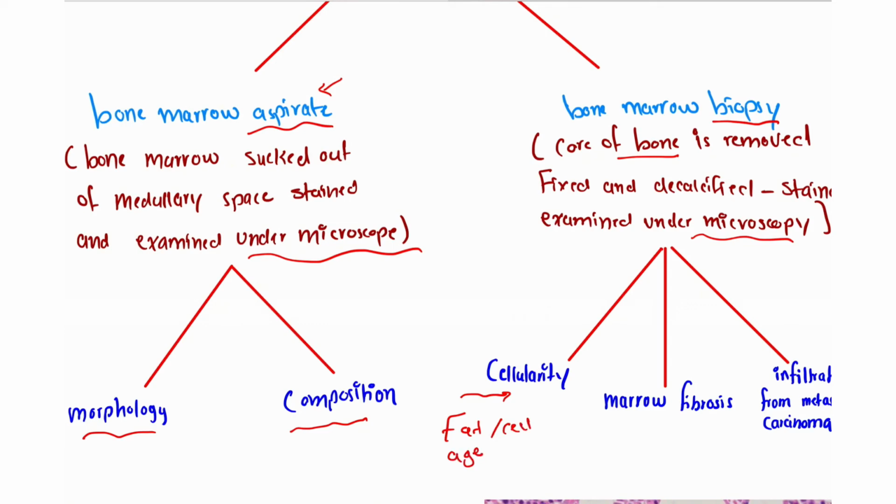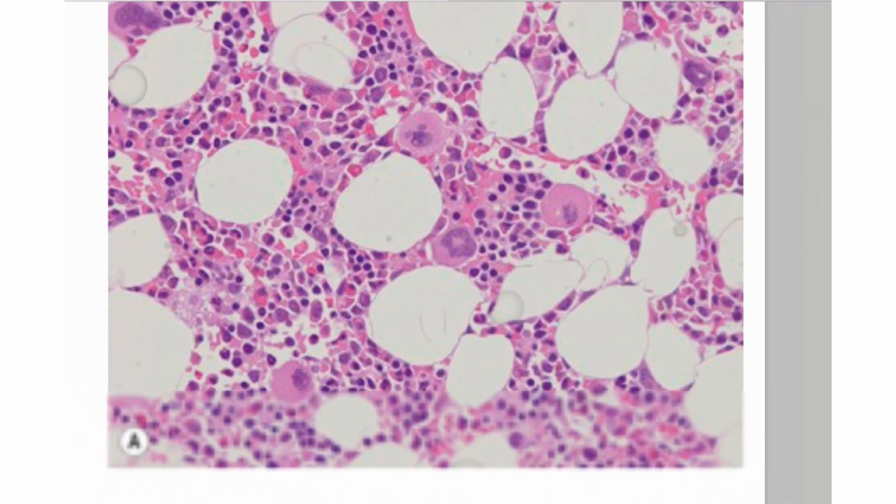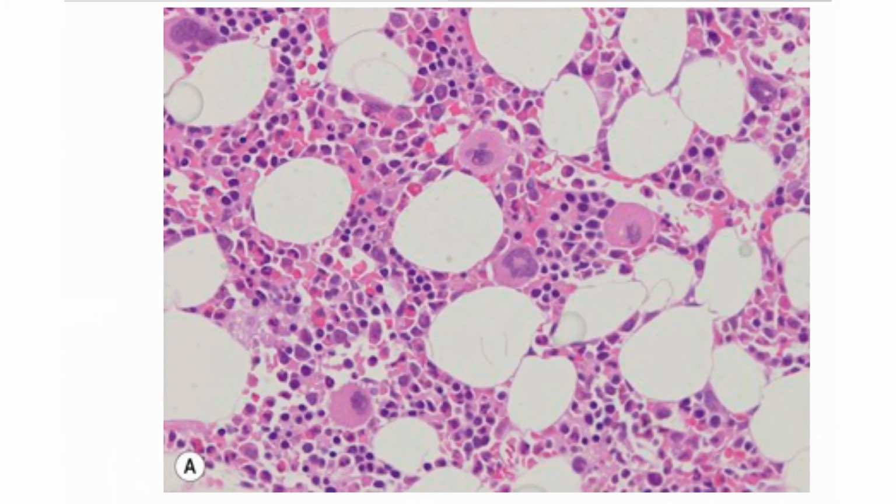For example, if the ratio of fat is more than the cells, we call it hypocellular, or bone marrow fibrosis, meaning replacement of bone marrow by fibrous tissue. Through the biopsy we can also know if there is abnormal cell metastasis from a distant carcinoma, such as metastasis from the breast, colon, prostate, etc. This picture demonstrates a normal bone marrow biopsy.